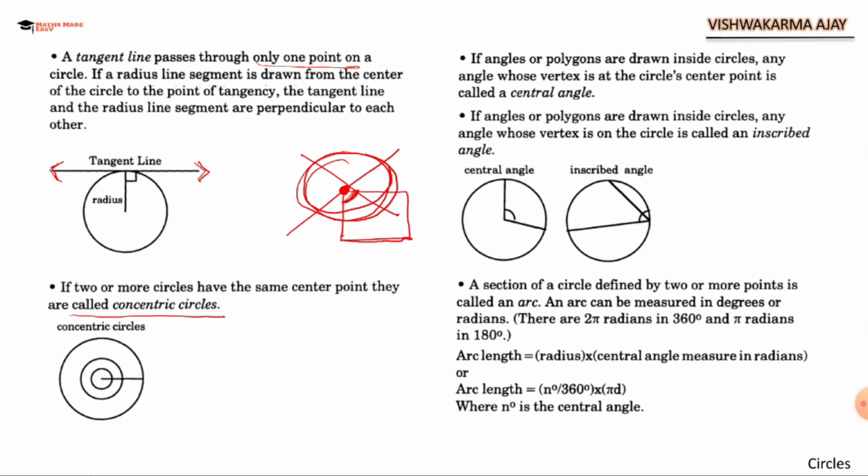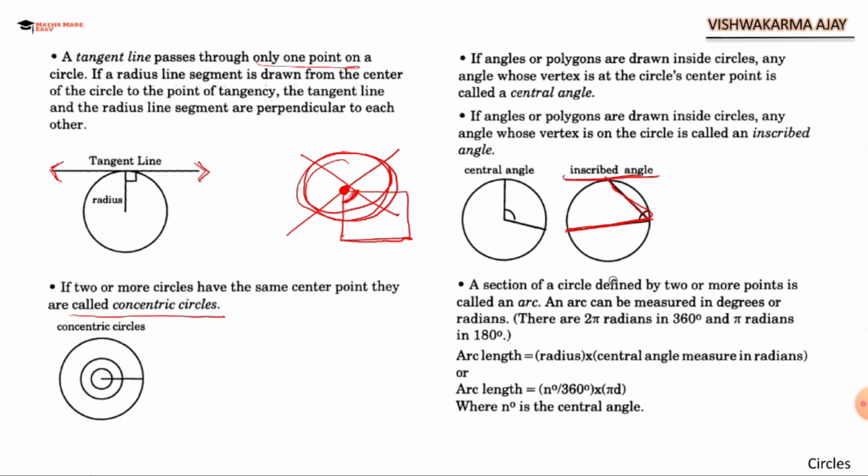Since it is the center of the circle, any angle drawn from the center is called a central angle. And if it is drawn from the circle, not at the center, it's called an inscribed angle. Since it is inscribed inside a circle, the word suggests itself.